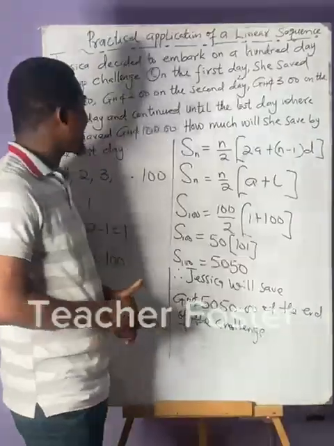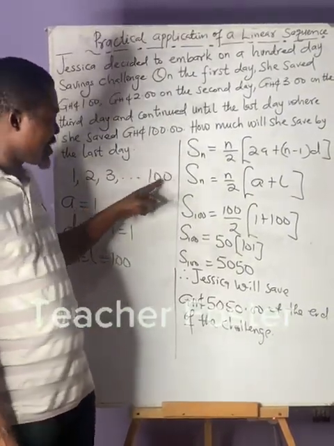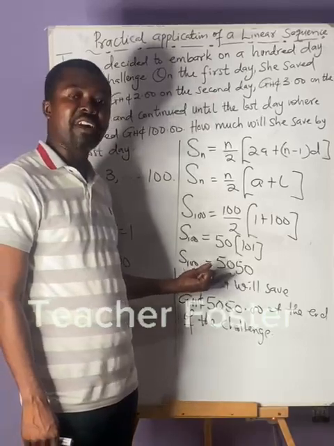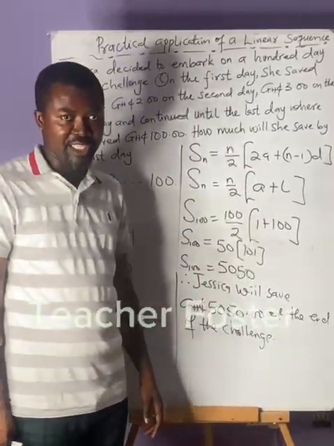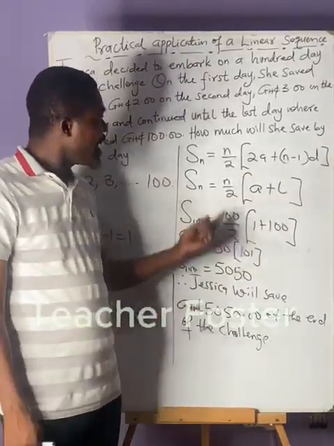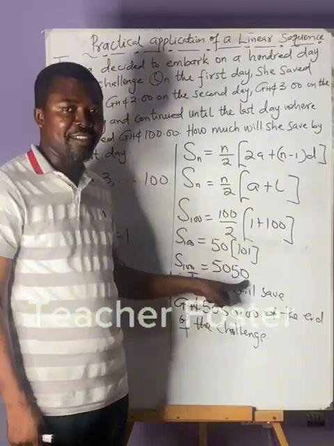So you see that if she decides to save 1 CD a day, 2 CDs the next day, 3 CDs, up to the 100th day, by the 100th day, she should have saved 5,050 CDs. So this is a practical application of a linear sequence. I hope you have learned something, and you also take up the challenge and see whether you can also raise 5,050 by the end of the 100th day.